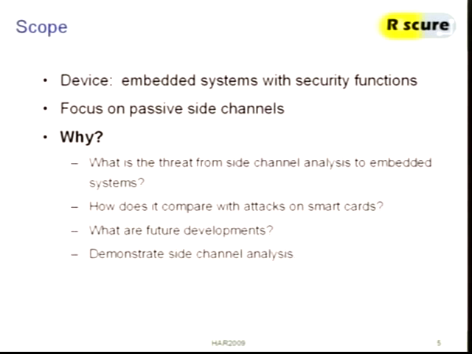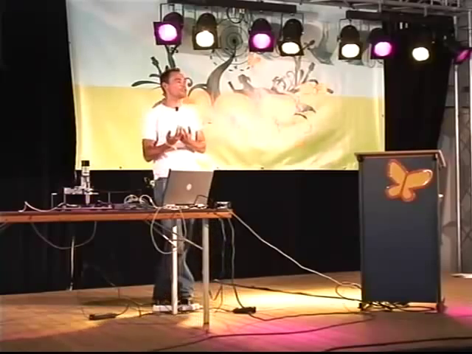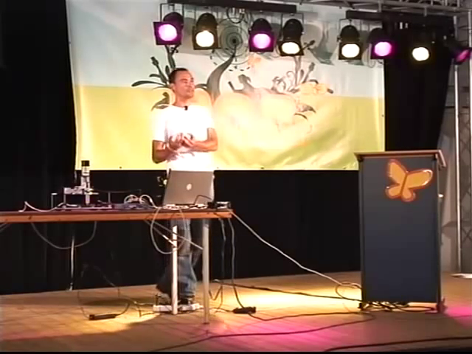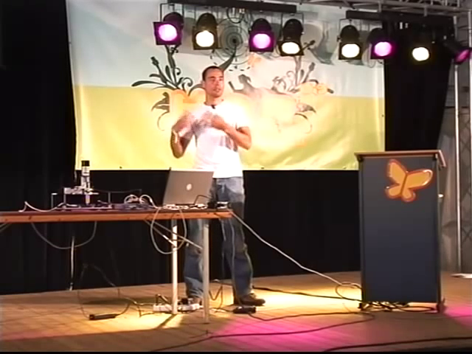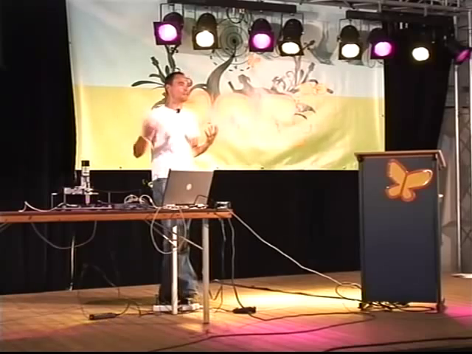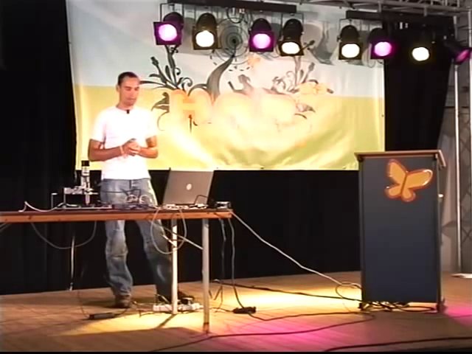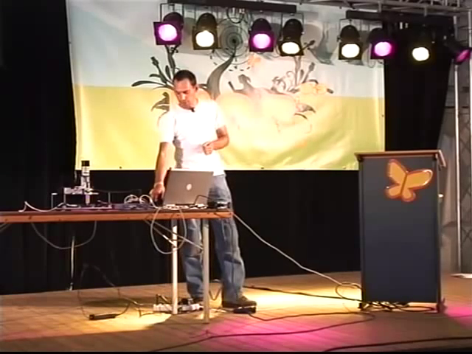But the big question is, of course, why? Well, I already said there's a certain threat, but how big is the threat, and do I need to worry about it? How does it compare to smart cards? A lot of people in our field are very much used to smart cards. They've been testing smart cards for these kinds of attacks for 10 years now. So they're very used to this, and it's very difficult for them to compare what they know in that field to the embedded area. And of course, what are future developments, and some demo stuff at the end.